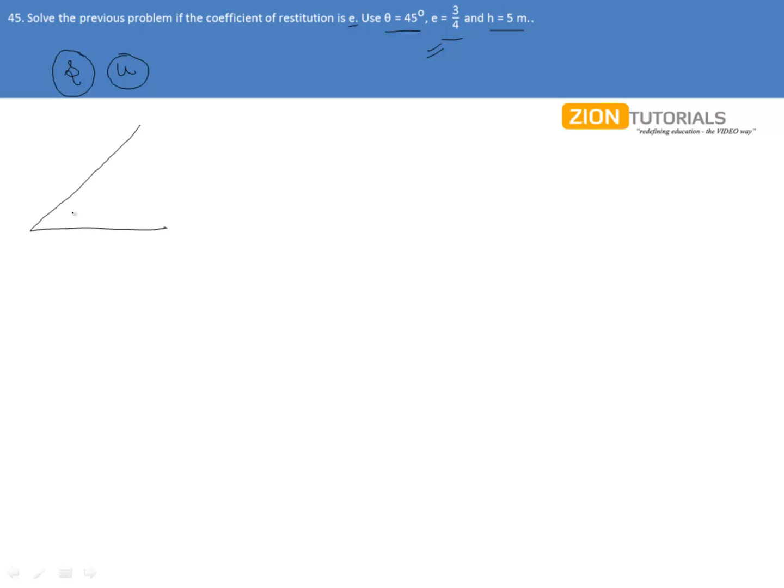We are having the inclined plane of angle theta, where it is 45 degrees. The ball is falling like this at an angle of theta, that is 45 degrees. And we have been given that it is bounced back by this incline at an angle alpha, because the coefficient of restitution is basically E here.